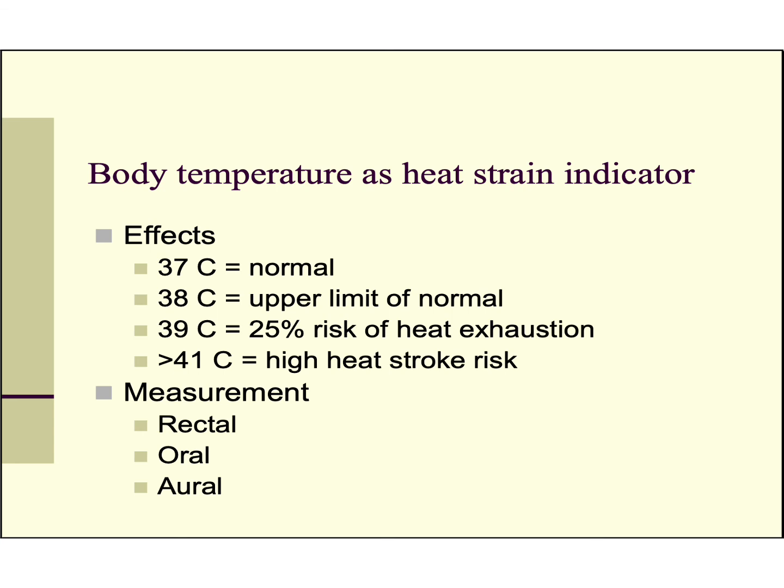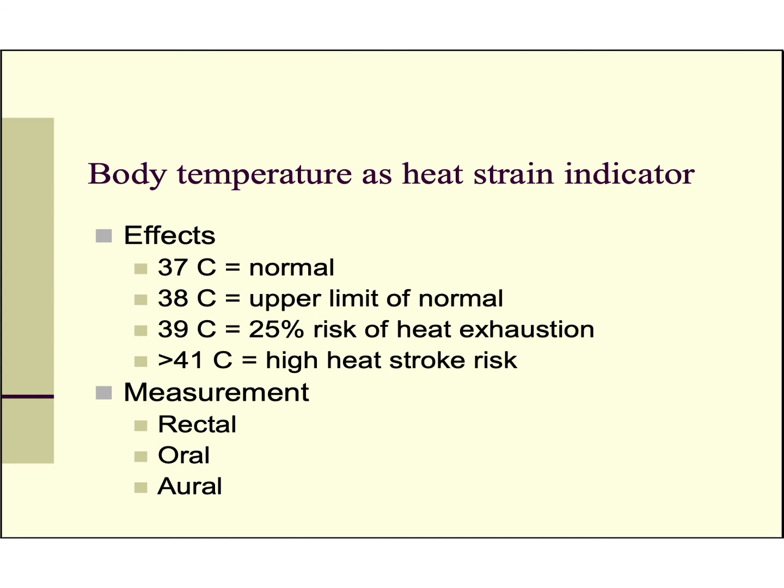If 37 degrees C is normal, then 38 degrees C would be the upper limit of normal. So 1 degree C, or about 2 degrees F, is the maximum we should tolerate. Another degree centigrade up, and we're at a 25% risk of heat exhaustion, and greater than 41 degrees C, there's a high risk of heat stroke.